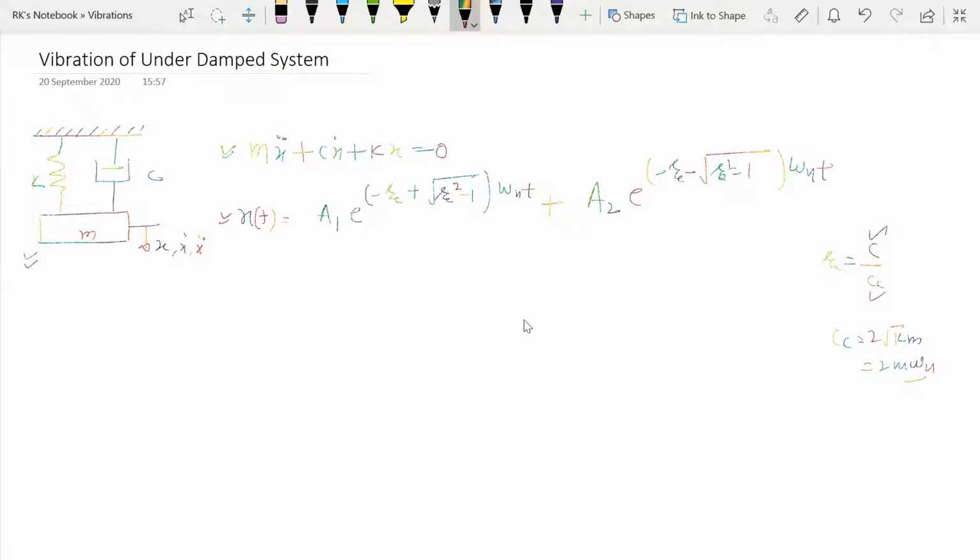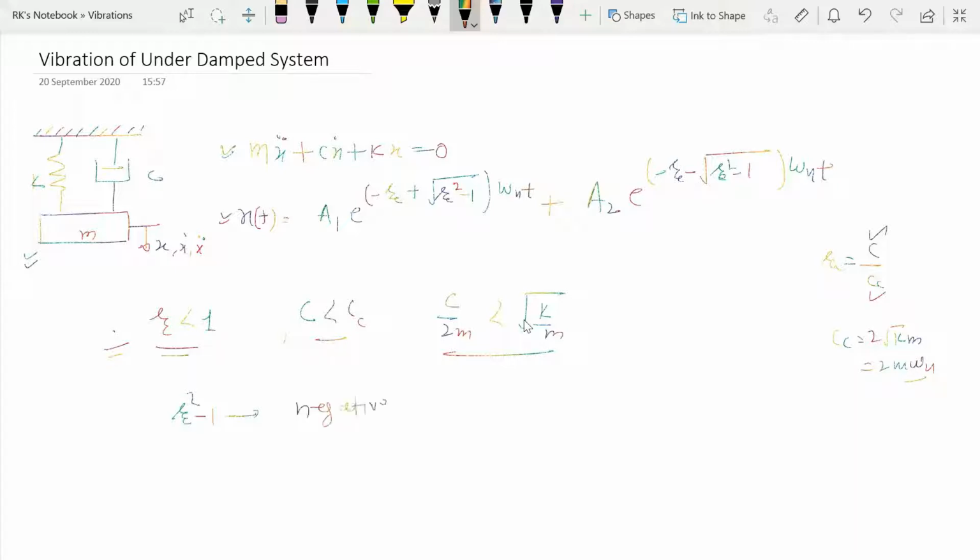So the first case we'll discuss is the underdamped system. For an underdamped system, zeta is less than 1. Or we can also say C is less than Cc, or we can write C over 2m is less than under root k over m. So if this is the case, then this value zeta square minus 1 becomes negative. If zeta is less than 1, then zeta square minus 1 will be negative.